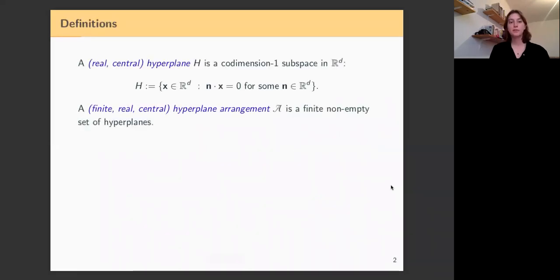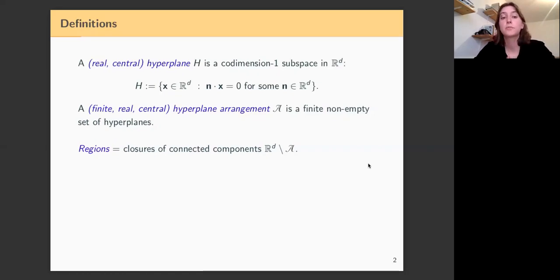So let's start off with some definitions so that everybody's on the same page. We're working in a real vector space of dimension D, and we're going to look at hyperplanes, which are just subspaces of codimension 1, and we want them all to contain the origin. So what you can think of is just the set of points in a real vector space that are orthogonal with respect to the usual dot product to some vector. And then a hyperplane arrangement is just going to be a finite set of hyperplanes.